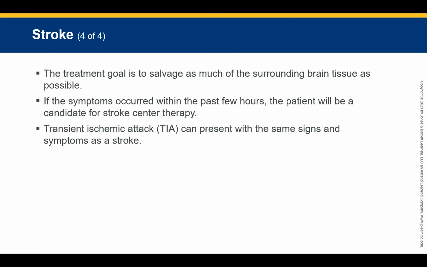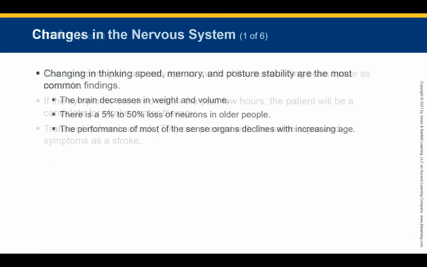Determining the onset and symptoms of a stroke is very important. If the symptoms occurred within the past few hours, a patient will be a candidate for stroke center therapy. A transient ischemic attack can present with the same signs and symptoms as a stroke, but always manage the patient as if he or she is having a stroke. So there's not a lot that we can do in the field for a stroke, but we can do a rapid transport once we start recognizing that they're probably having a TIA. We can get them to the facility a lot faster.